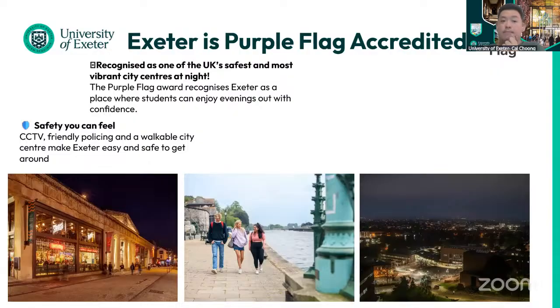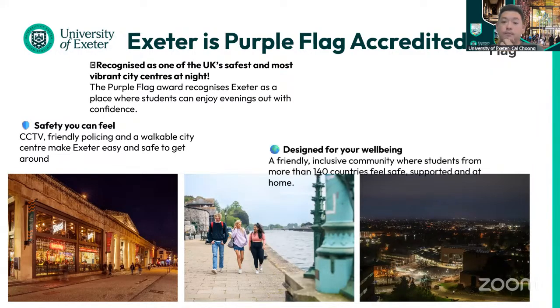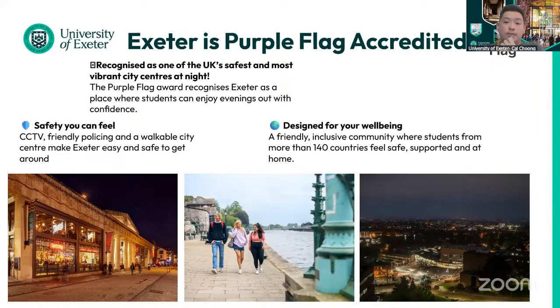It's a walkable city, making Exeter easy and safe to get around. You don't need to take a car or whatsoever. You can actually walk or cycle. Okay, it's designed for well-being as well, for students, inclusive of community, whereby more than 140 or 150 students stay safe, supported, and also feel at home when they stay and also study in Exeter itself.